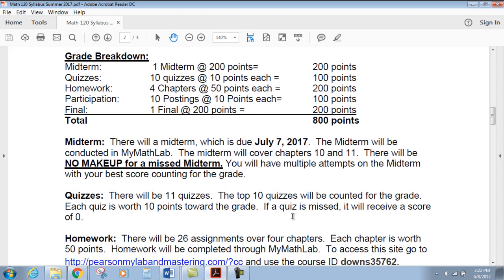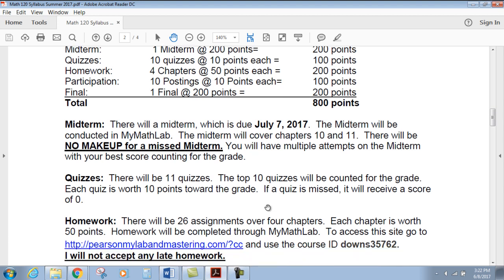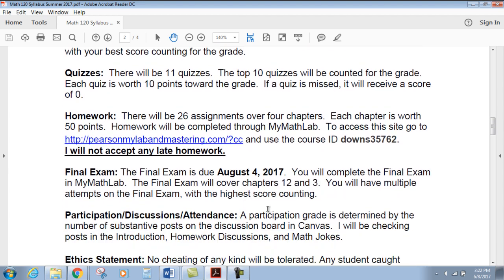Quizzes: there'll be 11 quizzes. The top 10 quizzes will be counted for the grade. Each quiz is worth 10 points toward the grade. If a quiz is missed, it'll receive a score of 0. There'll be 26 assignments over 4 chapters. Each assignment is worth 50 points. Homework will be completed through MyMathLab. To access the site, go to the link provided and use the course ID Downs 35762. I will not accept any late homework.